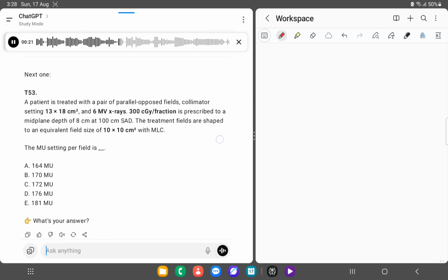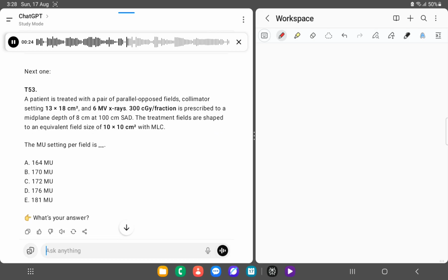Next one, T53. A patient is treated with a pair of parallel opposed fields, collimator setting 13 by 18 centimeters squared, and 6 MV X-rays. 300 cGy per fraction is prescribed to a midplane depth of 8 centimeters at 100 centimeters SAD. The treatment fields are shaped to an equivalent field size of 10 by 10 centimeters squared with MLC. The MU setting per field is A, 164 MU, B, 170 MU, C, 172 MU, D, 176 MU, E, 181 MU. What's your answer?